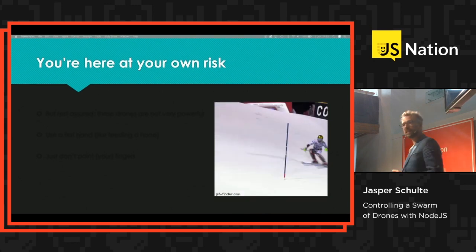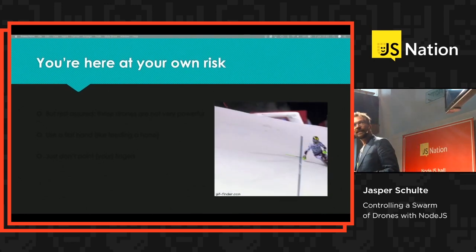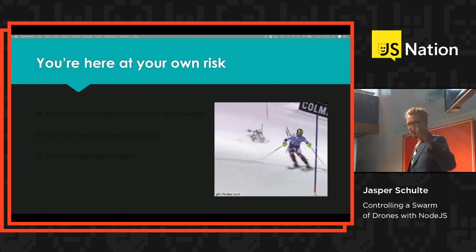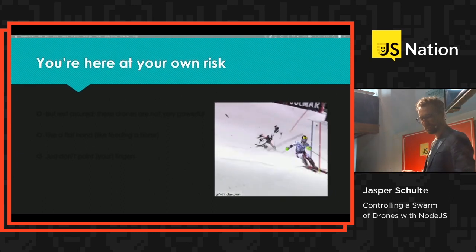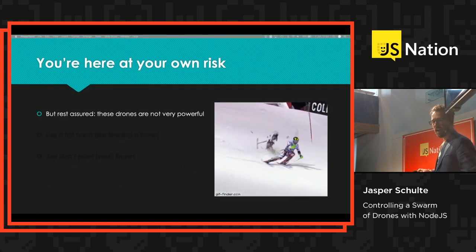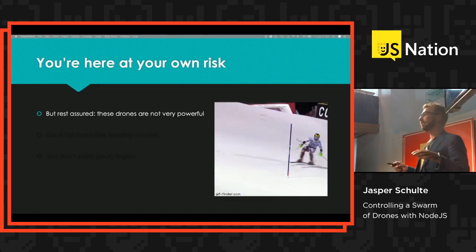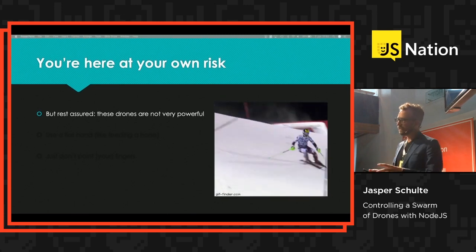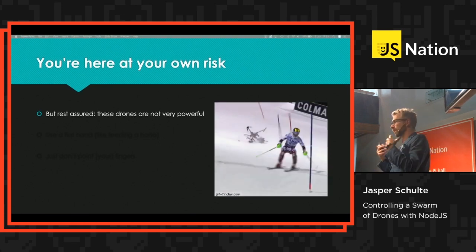So this is the obligatory legal stuff. You're here at your own risk. This actually happened. This was pretty bad. Winter Olympics a few years ago. But rest assured, the drones will be flying. They are not very powerful, so that's a good thing. They are light and therefore not powerful, and therefore they won't do that much.